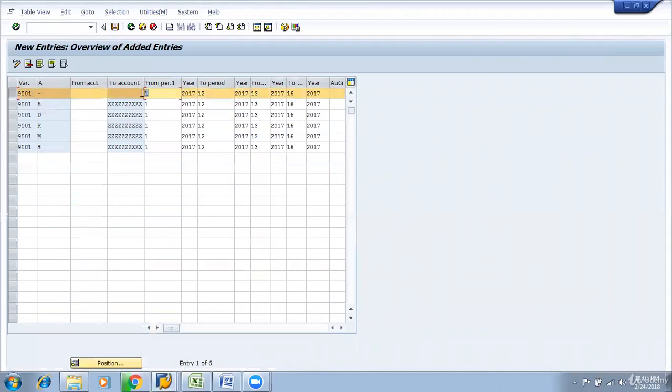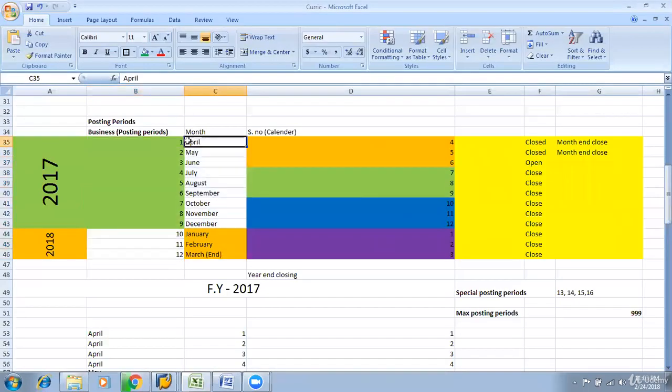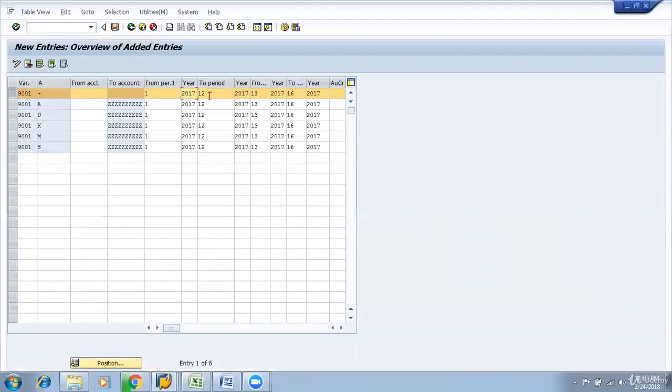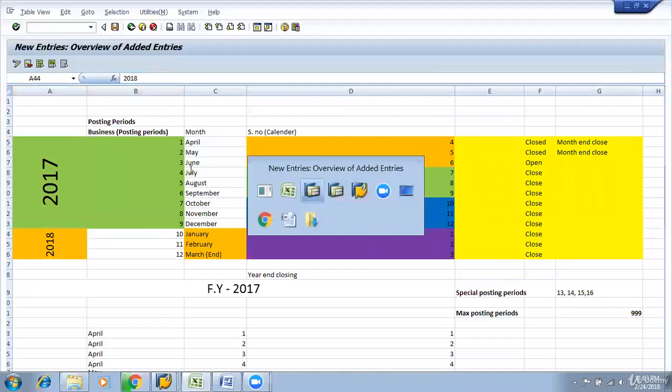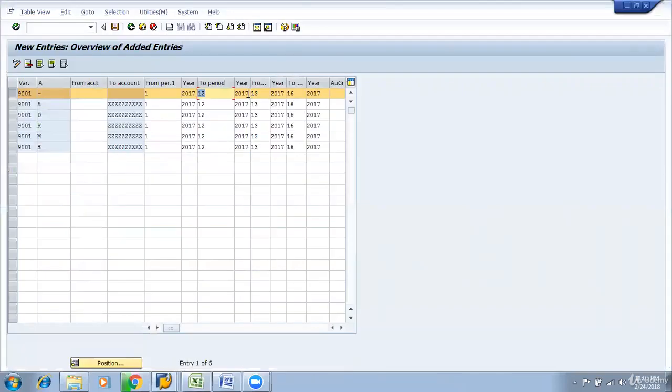When you're using first period, April falls under 2017, that is fine. But the 12th period falls under 2018. Should it be 2018 or 2017 here? No, guys, it's 2017.